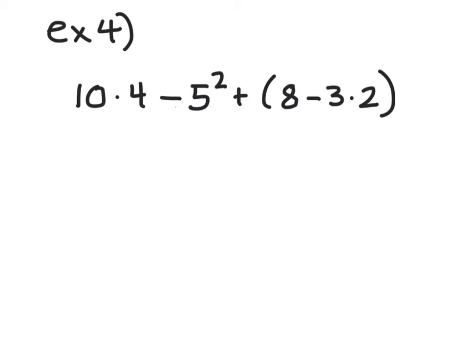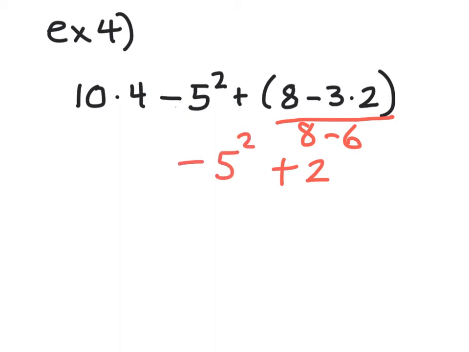All right, go ahead and copy the problem. Everybody pause the video. Then work through it and see how you did after you're done. Welcome back from pausing the video. We're going to start with the parenthesis. Inside the parenthesis, we're going to multiply first, 3 times 2, and then we're going to subtract. So 8 minus 6 is 2. Bring down the plus, the 5 squared, and the 10 times 4.